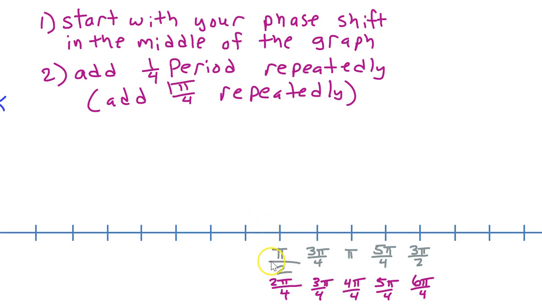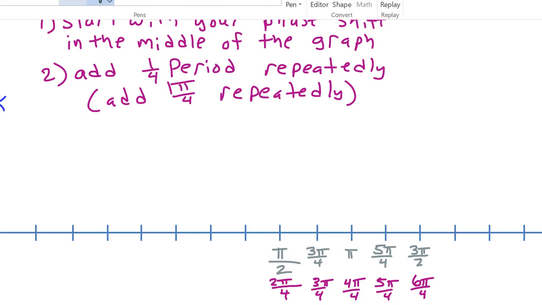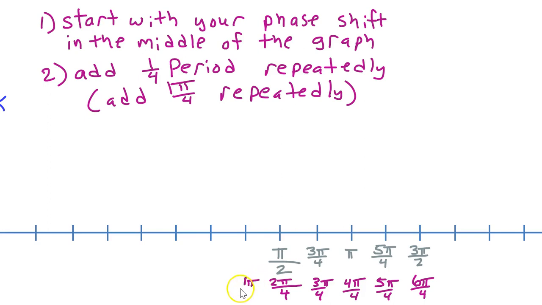Okay, now going to the left, I would be subtracting pi over 4 repeatedly, right? So imagine that I did that. Now I'm going to decrease by pi over 4 over and over again. So this is 2 pi over 4. If I subtract pi over 4, wouldn't this be 1 pi over 4? If I subtract pi over 4 again, wouldn't this be 0?